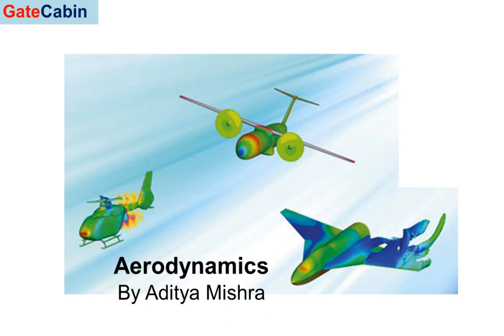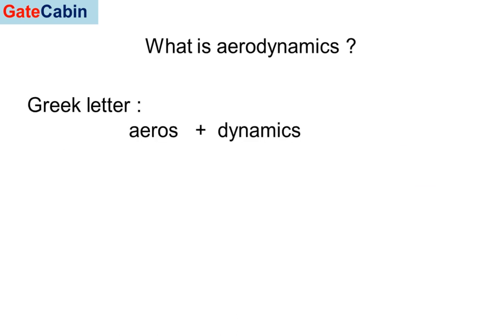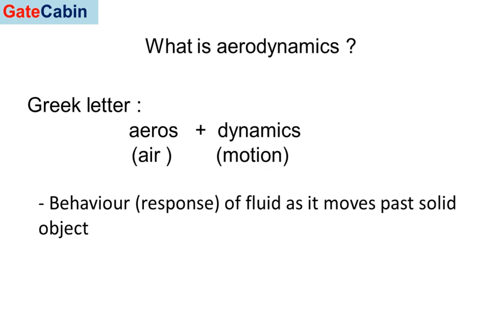So the first and foremost question that will come to our head when we are talking about aerodynamics is, what is aerodynamics? The word aerodynamics itself comes from two Greek words. The first one is aero, and the second is dynamics. Aero means air and dynamics means motion. So aerodynamics basically means the motion, response, or behavior of a fluid as it moves over a solid surface, or a solid object when it moves through the air, vice versa.